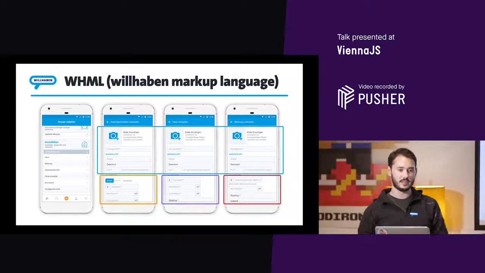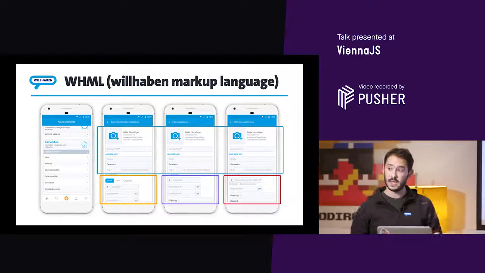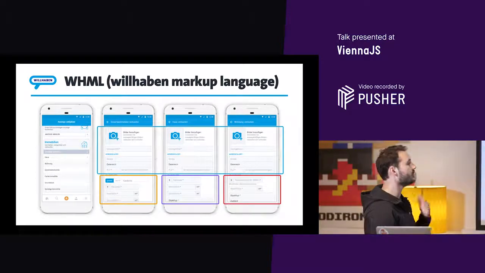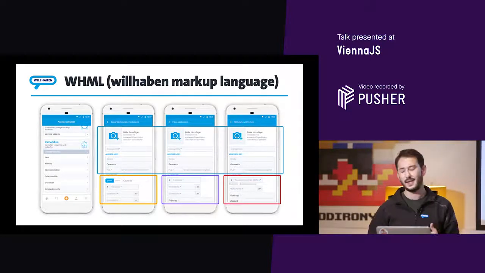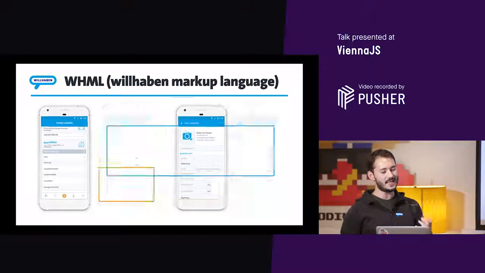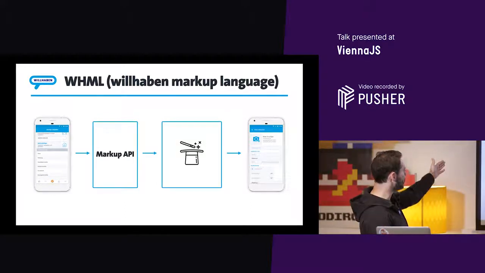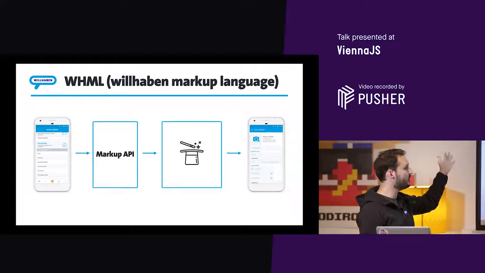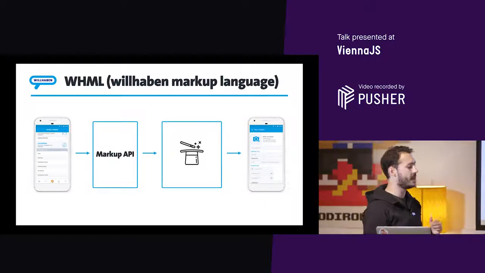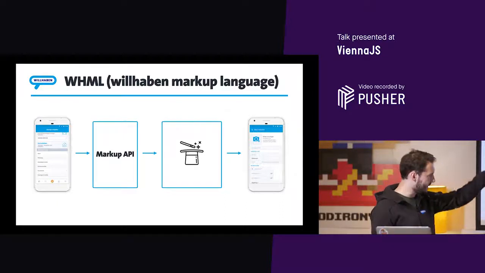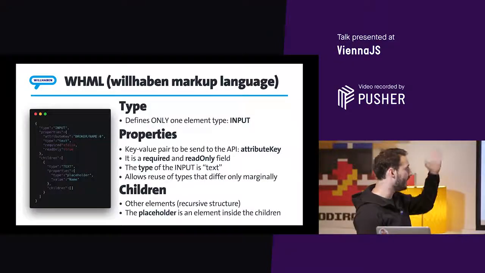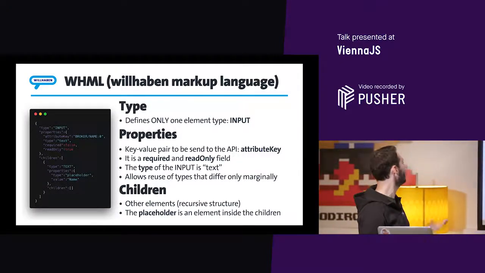For flat, you have renting. So for renting, you have renting price. For selling, you have selling price. For land, you don't have rooms. So different forms. So we didn't want to hard code any form or any logic in the client side in the front end. So what we ideally want is to have a user choosing their category, passing to a markup API to set how we have to display the form, do some magic, and then you have the correct form in your phone. So what we created was the Willhaben Markup Language, or WHML as we call it.